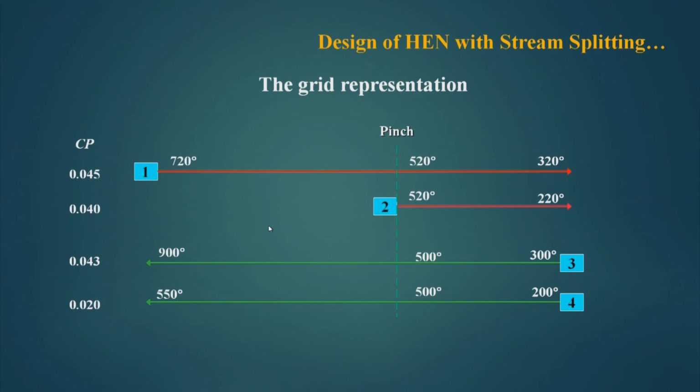So, this is the grid diagram. These are the CP values. Here at the cold end we have 4 streams, and at the hot end we have 3 streams.